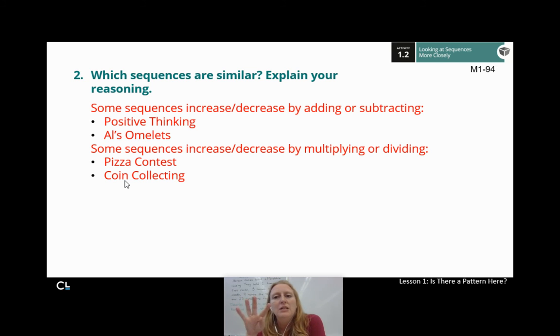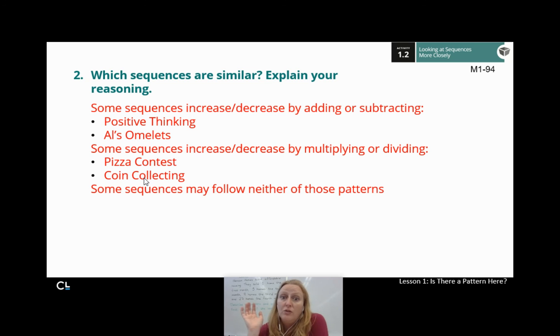Now, we only did these 4. If you did some of the other sequences, which we didn't get to in this video, you may have noticed that some sequences may follow neither of those patterns, may have a totally different pattern altogether.